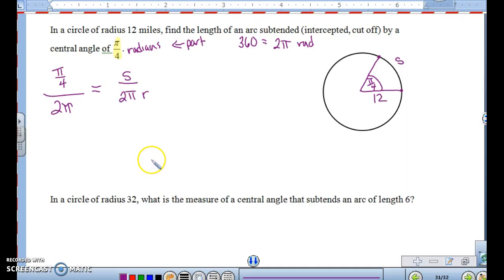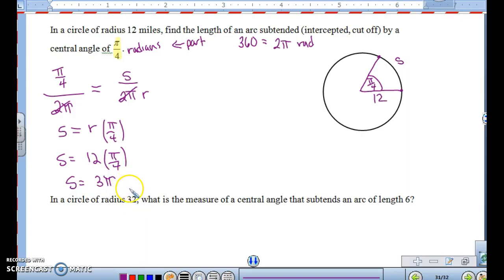Now, when we set up this ratio, what do you notice is the same in both of these? This is 2 pi and this is 2 pi. So can't we cancel those out? Because we're going to be multiplying by 2 pi, then dividing by 2 pi if we cross multiply. So that cancels that out. So that leaves me with S equals r times pi over 4. Now what is r? r is 12. And S is going to equal 12 over 4, which is 3 pi.